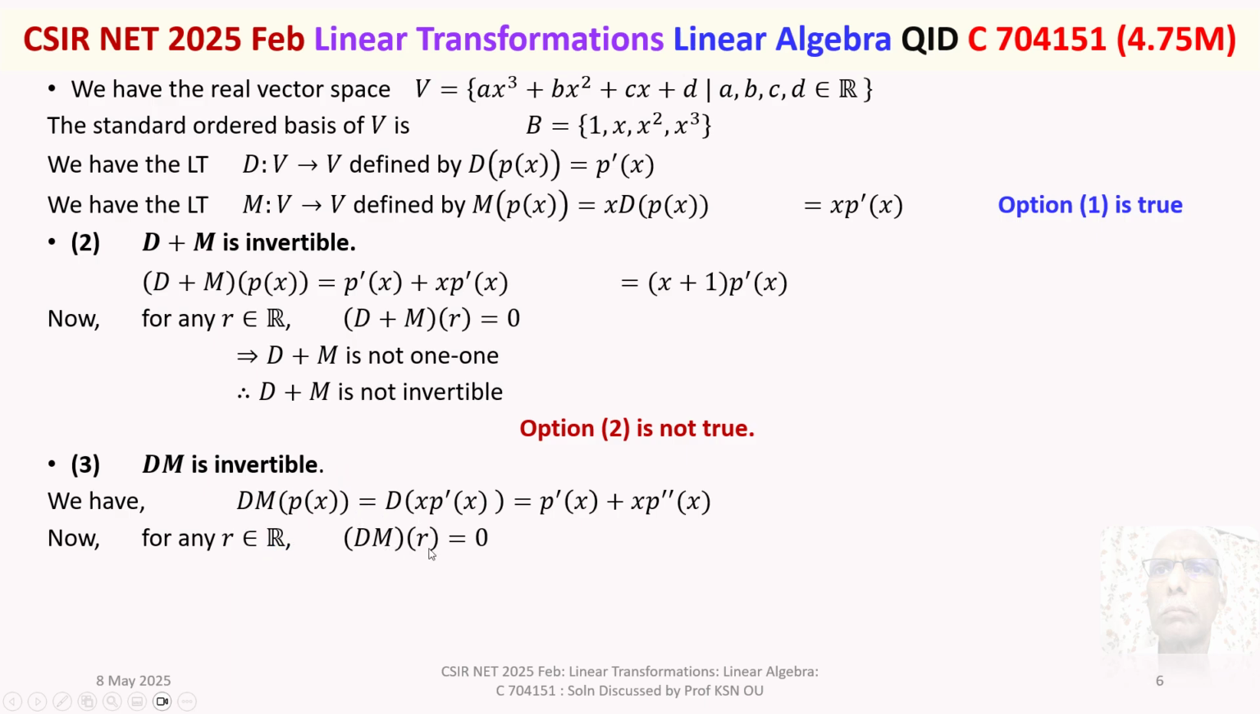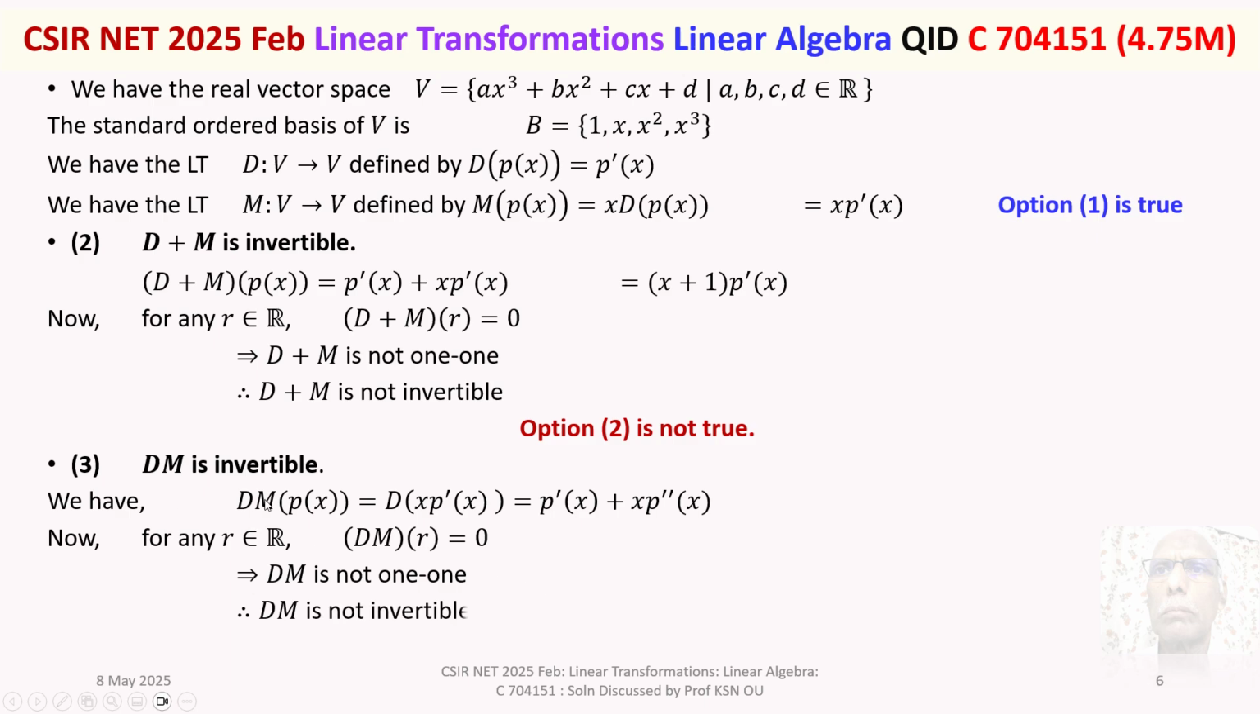dm of r, so p of x is r. So, p prime x, derivative of r is 0, double derivative of r is 0. So, everything is 0. So every r belongs to R is mapped to 0 under dm. So, it is again a many to 1 function, therefore, it is not 1 to 1.